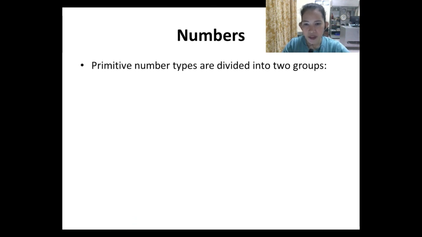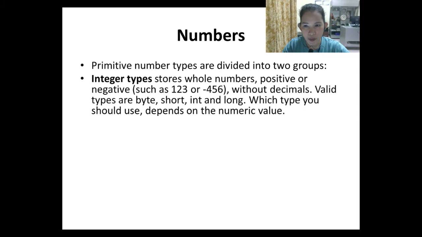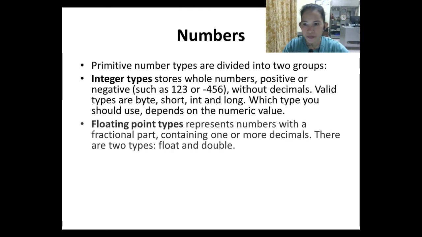Numbers. Primitive number types are divided into 2 groups. Integer types store whole numbers, positive or negative, such as 123 or -456, without decimals. Valid types are byte, short, int, and long. Which type you should use depends on the numeric value. Floating point types represent numbers with a fractional part, containing 1 or more decimals. There are 2 types, float and double.